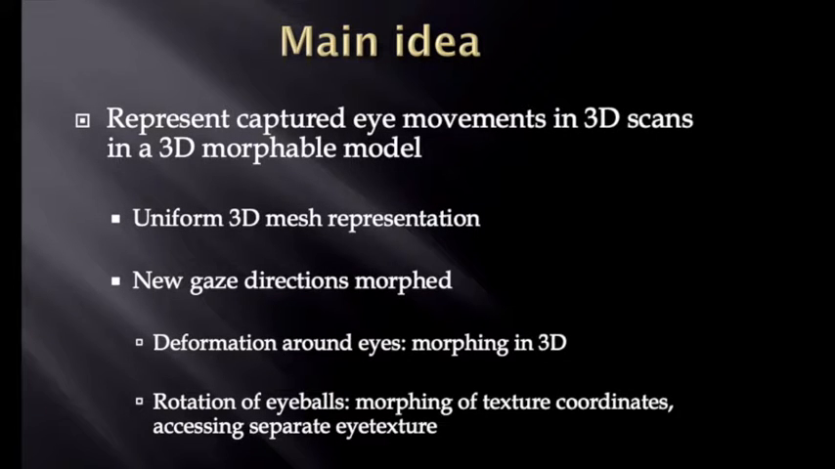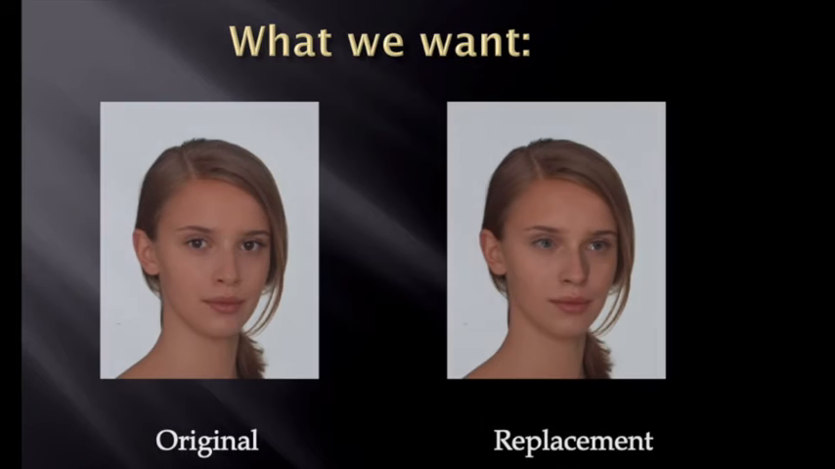The main idea is to represent the captured eye movements in 3D scans in a 3D morphable model. Therefore, we get a uniform 3D mesh representation, and we are able to morph new gaze directions. That includes a deformation around the eyes and rotation of eyeballs. So here's an example. On the left is an original image, and then we want to replace the irises and also be able to move those.